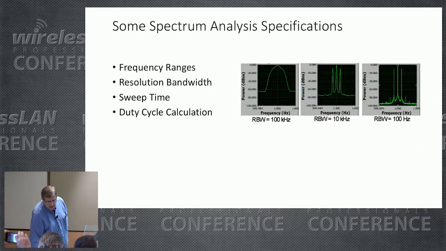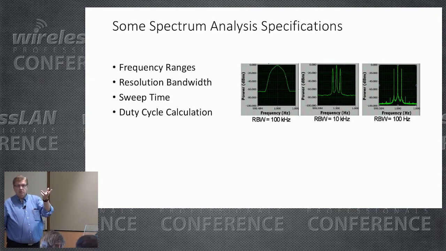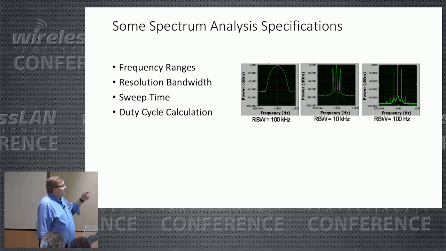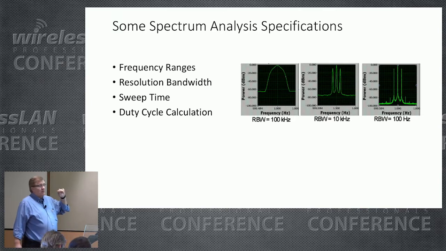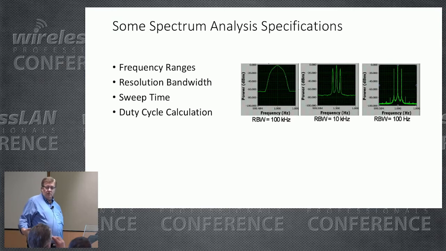The things we need to think about are how do they do what they do, which is capturing RF and turning it into something we can see. What ranges do they work in? What's their bandwidth, or the term is bin size? What's the slicing time? How fast does it go? And how do they calculate duty cycle?